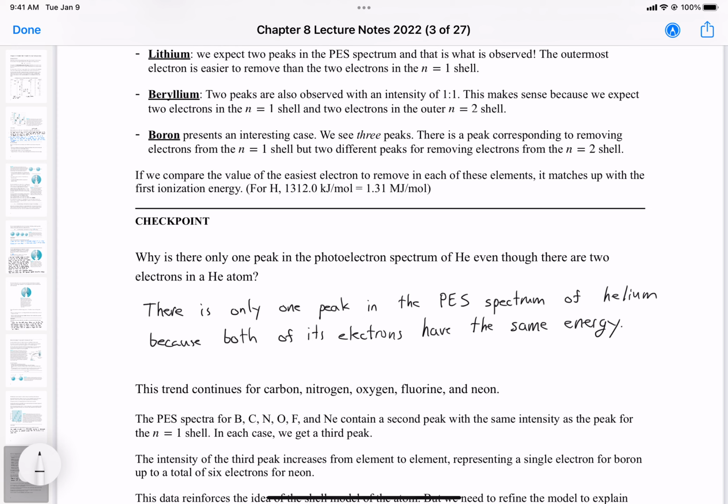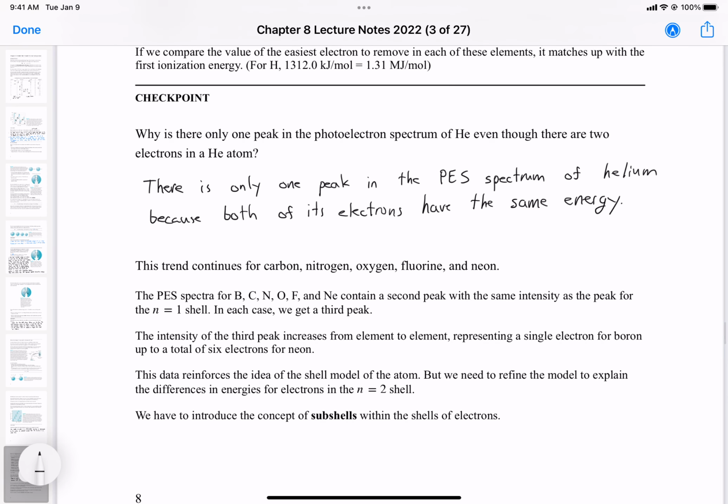Hello, everyone. All right. So last time we were talking about the peak in the photoelectron spectrum for helium. So now let's continue with the trend for carbon, nitrogen, oxygen, fluorine, and neon. In all these elements, we see a second peak with the same intensity as the peak for the n equals 1 shell, because that makes sense.